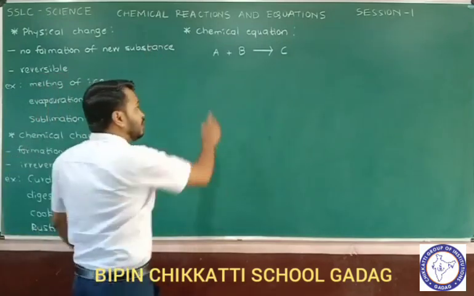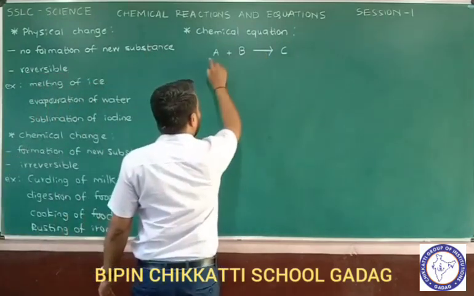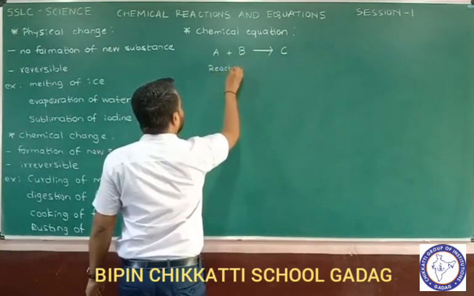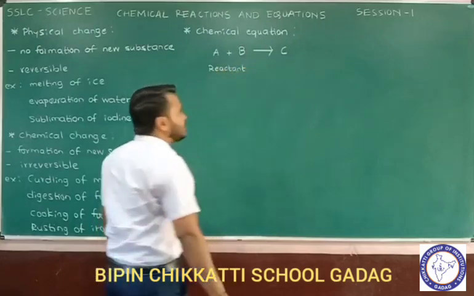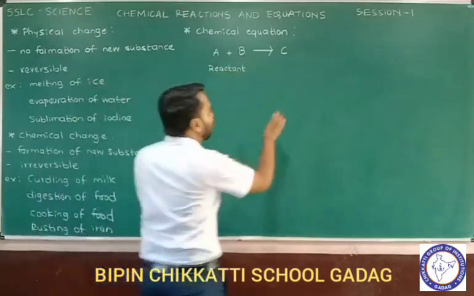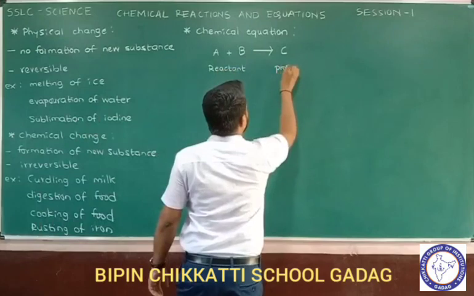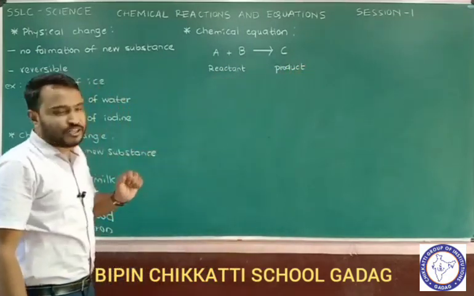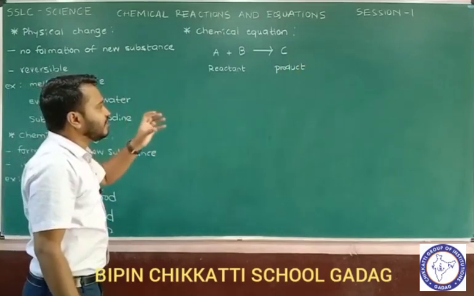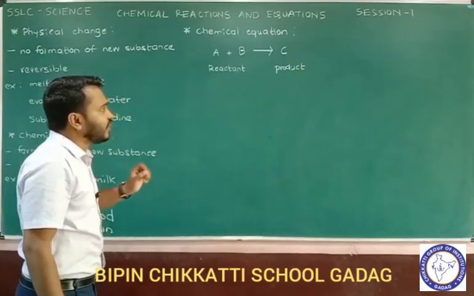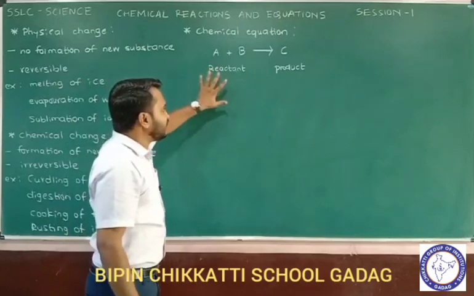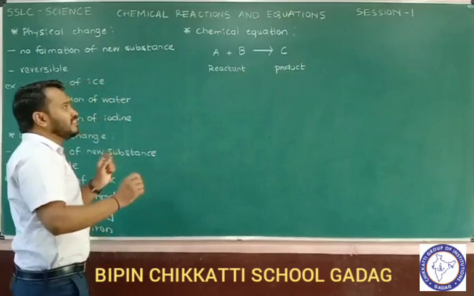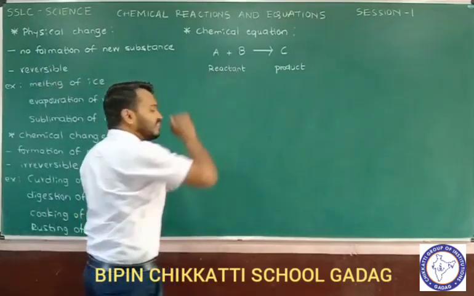Now this is the arrow mark we have, and the left part of the arrow mark we call reactants. Try to know this, we call it reactants, and the right part of the arrow mark we call the product. So reactants and products we have. It is very easy to identify which one is reactant and which one is a product. The left side part we call reactant, and the right side part we call product. Now we'll see what reactant actually stands for.